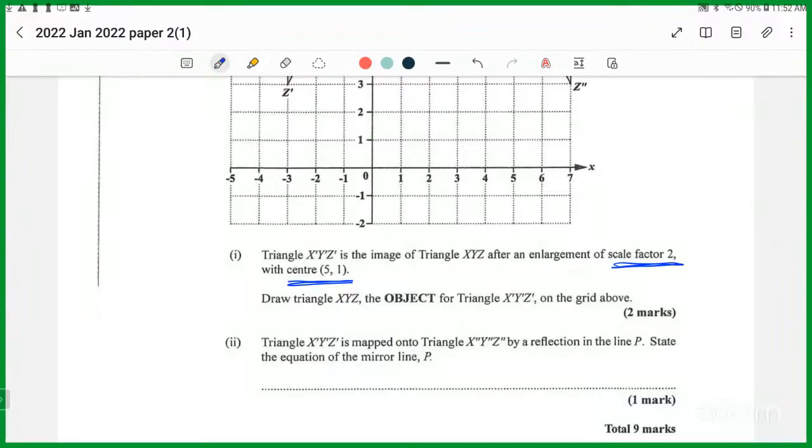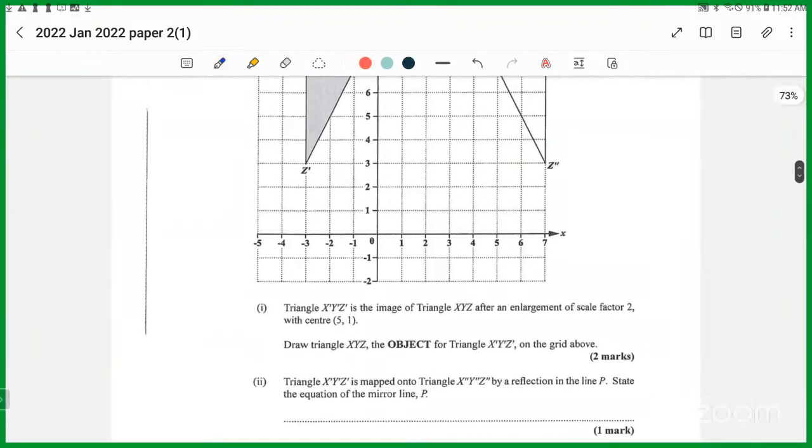Now the inverse enlargement would be an enlargement with the same center, but the scale factor would now be a half. Because if you double something first and you want to come back, you have to halve it. So the object is going to be half the distance from the center and also half the size. Let's look at it, see if we can understand what I'm saying. So first we need to put on the center point, (5, 1). Where's (5, 1)? (5, 1) is right here.